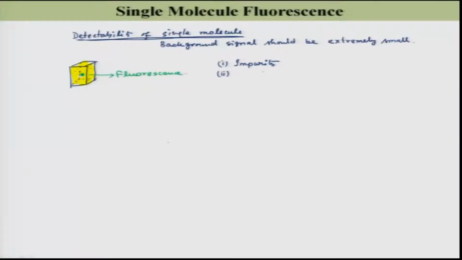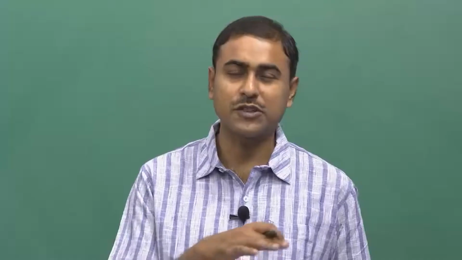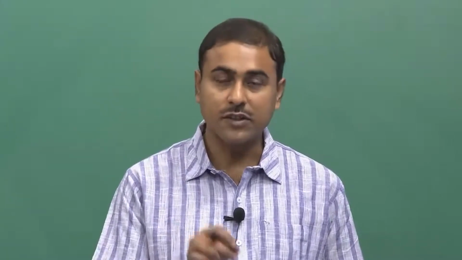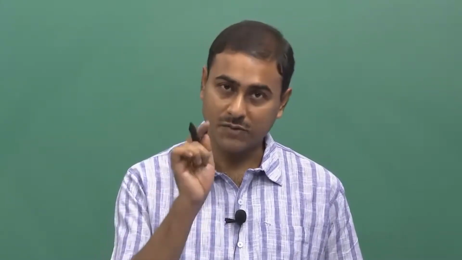Second, let us say emission from the optical components. When you excite, in the fluorimeter you have several optical components with coatings and so on, and they sometimes also emit a little bit of different colors of light. That also has to be taken care of, because you are going to detect the photons from a single molecule, remember that.